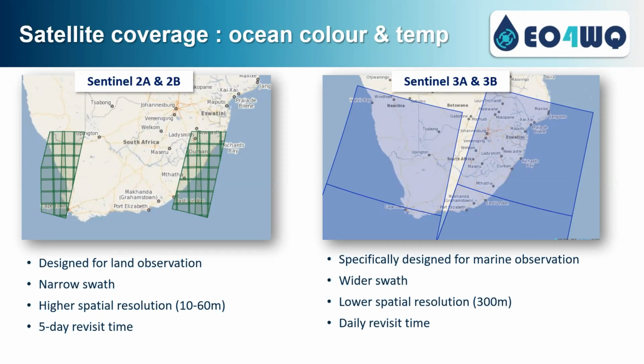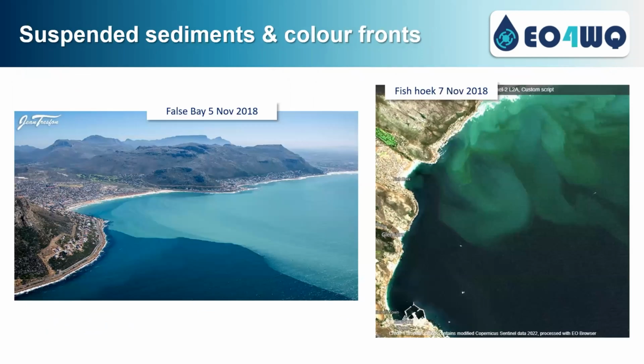Satellites with larger pixel sizes like Sentinel-3 can cover more of the Earth more frequently. And for instance, with Sentinel-3, you could have a daily revisit time over most of your areas.